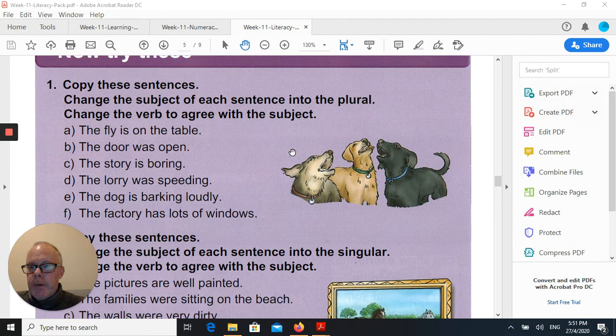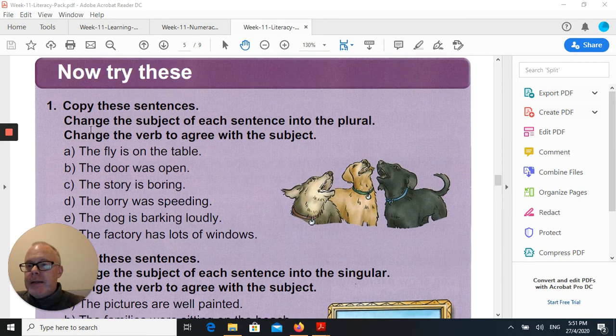So with question 1 on the next page, copy these sentences, change the subject of each sentence into the plural. So we looked at subject nouns last week. So basically it's the main noun in the sentence, the thing that's actually doing the verb. In this case, you just have to change the singular to the plural. So instead of one fly, you've got to change it. I'm not going to tell you what the answer is, you change it. And move through that list under question 1.